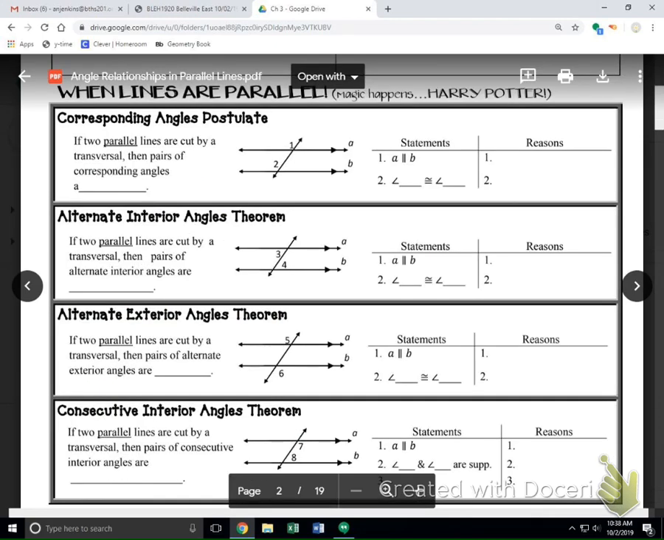Now hit resume. Okay, so if 2 parallel lines are cut by a transversal, then the corresponding angles are congruent. I'm going to use my congruent symbol. Over here it says line A and B are parallel. How did we know that they were parallel? Because it's given in our picture. So then we know that angles 1 and 2 have to be congruent, by the corresponding angle postulate.